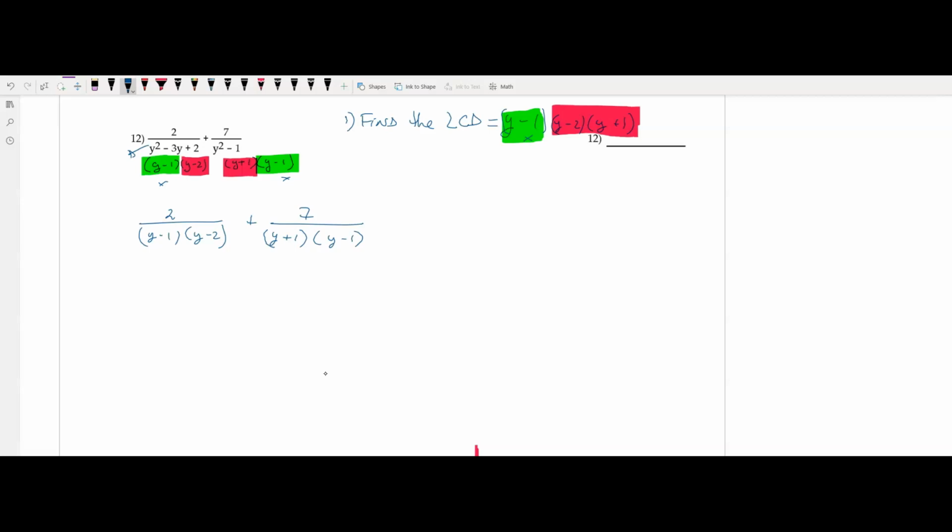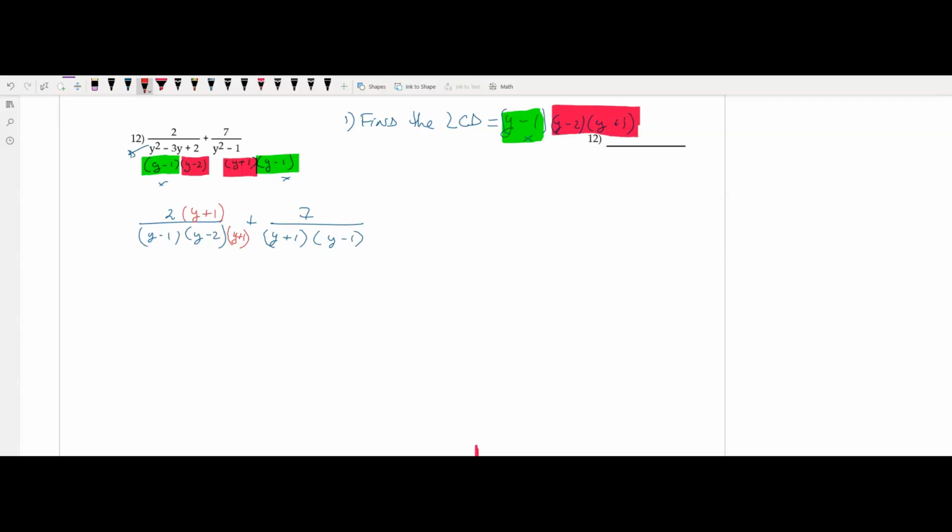All right, here's a shortcut that I have. So now we know that the LCD is this. So here, for my first expression, 2 over y minus 1, y minus 2, I can just include whatever is the missing factor, which is y plus 1, right? From the LCD. But not only do I have to include it at the bottom, I also have to include it on top, right? Okay, so now I have my equivalent expression.